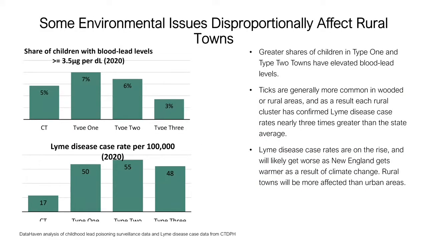A handful of things too about environmental issues. Rural towns typically have pretty good access to the outdoors. Unfortunately, this means that there's much higher rates of diagnosed Lyme disease in these towns, which is only going to get worse as climate change warms up New England.